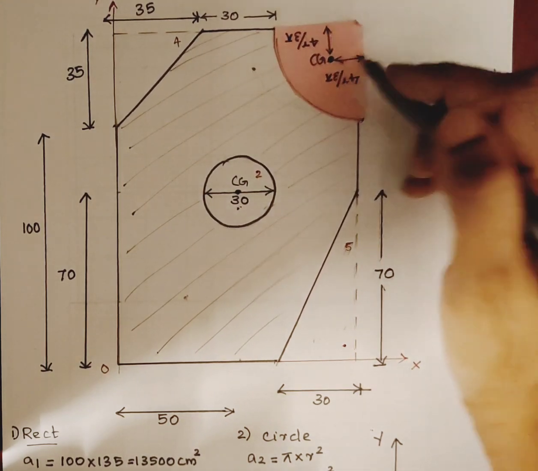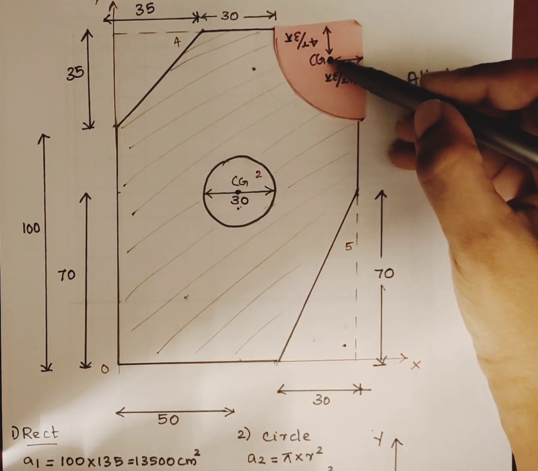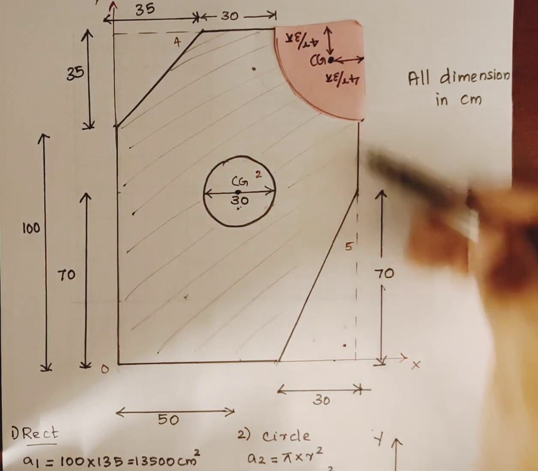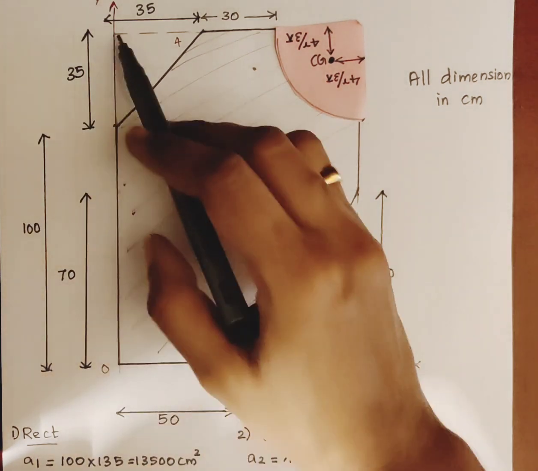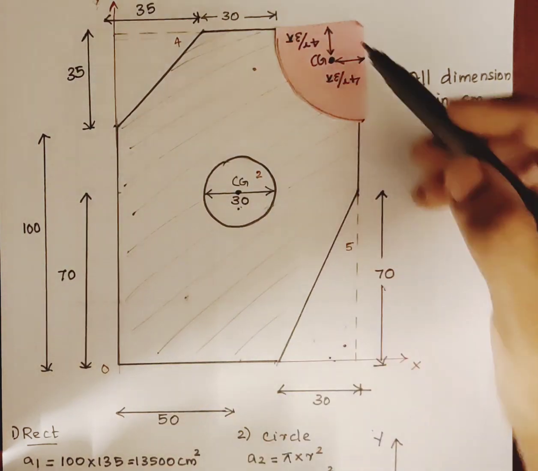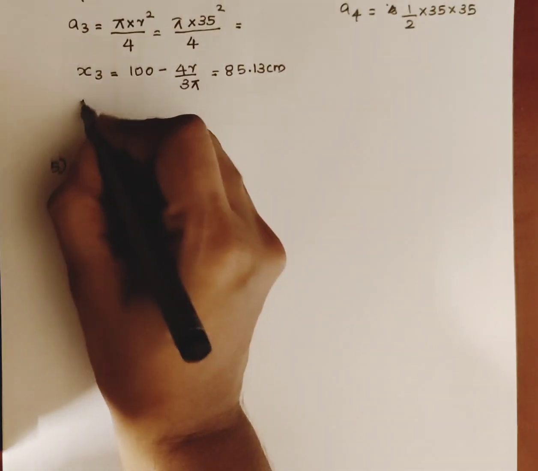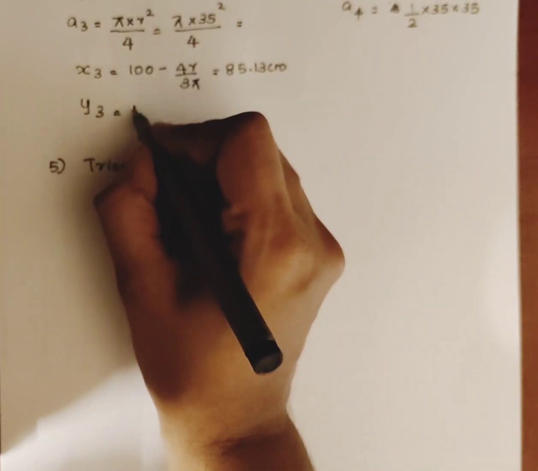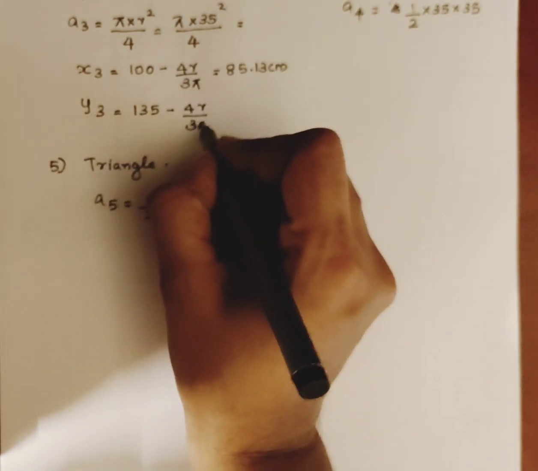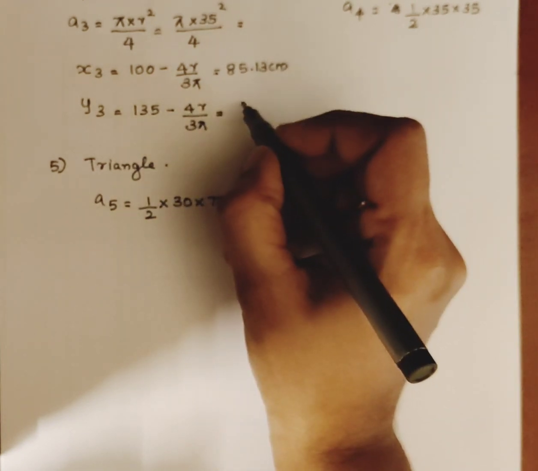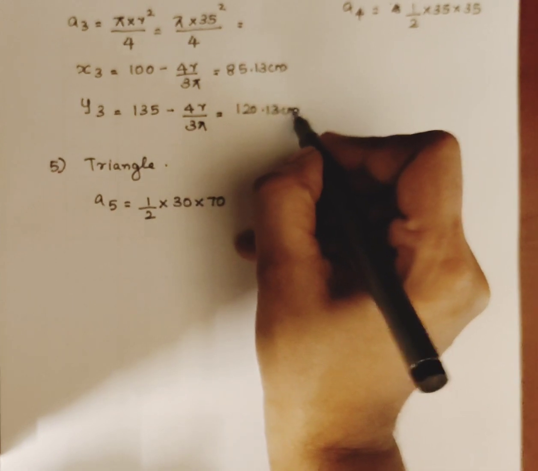And now next you have to calculate y3. So for the quadrant, this distance is 4r by 3 pi. You have to get the distance from the centroid to the OX axis. This distance is equal to 135, that is the total length minus 4r by 3 pi. Y3 is equal to 135 minus 4r by 3 pi. R is equal to 35, that is equal to 120.13 centimeter.